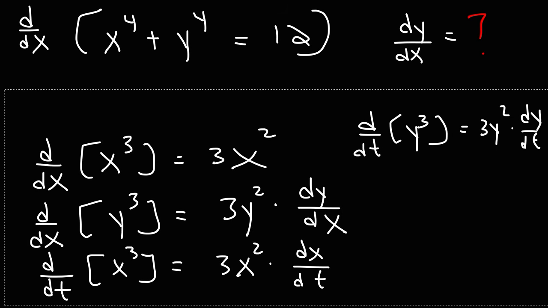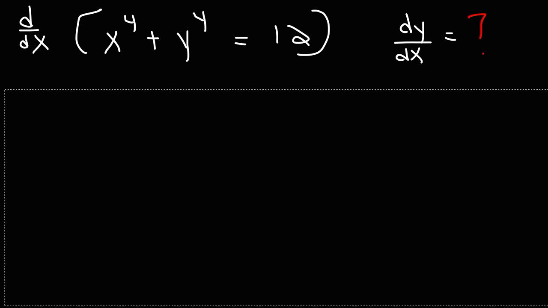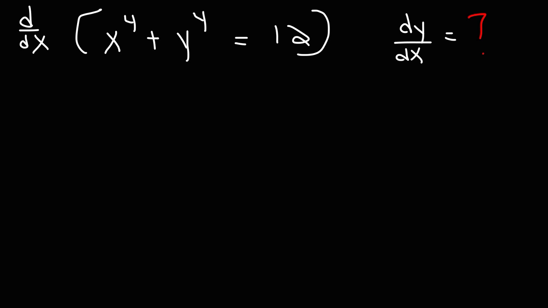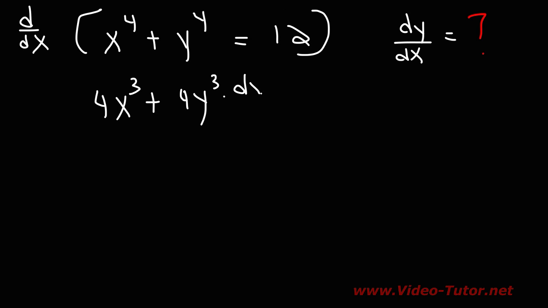But when dealing with implicit differentiation, we are differentiating with respect to x. So the derivative of x to the fourth is simply going to be 4x cubed. But the derivative of y to the fourth is going to be 4y cubed, but times dy over dx. And this is what we need to solve for. The derivative of 12 is 0.